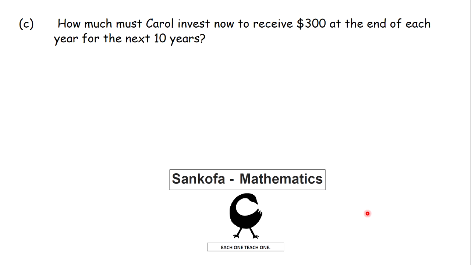Okay, so part C basically is just, as I said, you just use that formula. Now it says how much must Carol invest now to receive 300 at the end of each year for the next 10 years. It could be a little bit confusing if you read it like that. But what does it mean? So in the next slide, I'm going to show you exactly how I did that.